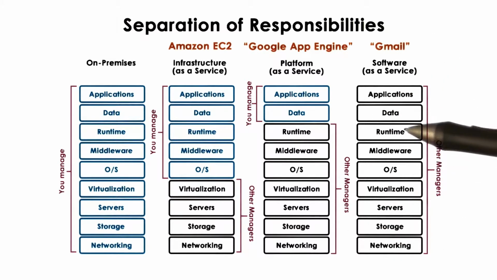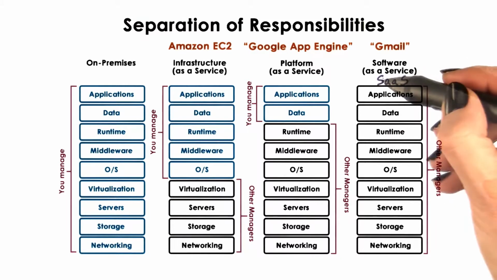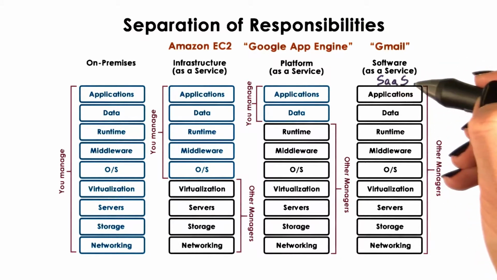It's their hardware, it's their software stack, system software. They own and manage the data. They run the application, configure it, update it, upgrade it, and everything else that's necessary. So this is the software as a service or SaaS model.